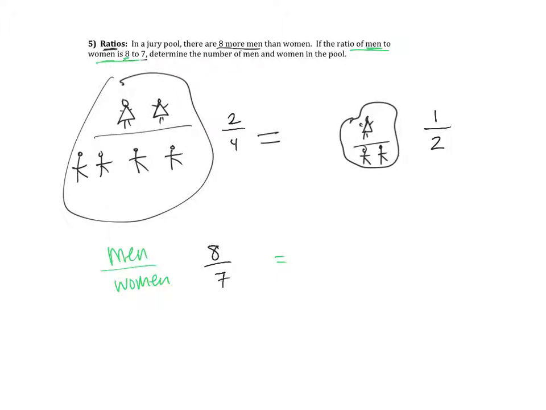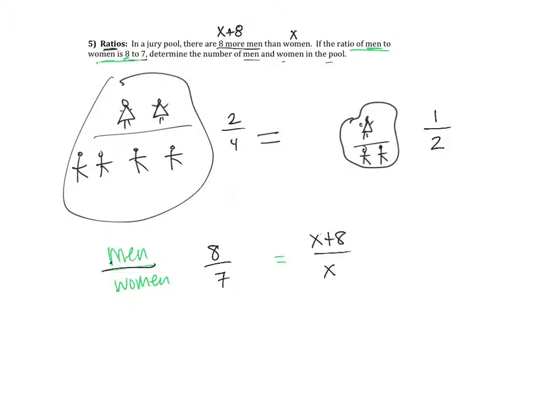Determine the number of men and women in the actual pool. Okay, so I need to set this up so that I'm comparing the same thing. So men is numerator, women is denominator in this particular question. The jury pool, there are 8 more men than women. So if we let X be the number of women, then we need more men, right? There's 8 more than the women, so X plus 8. Okay, and then we're comparing men, so that's X plus 8, to women, which is X. All right, and there we have it.